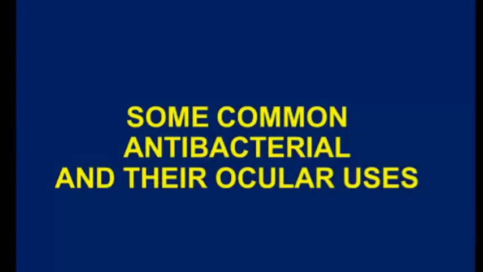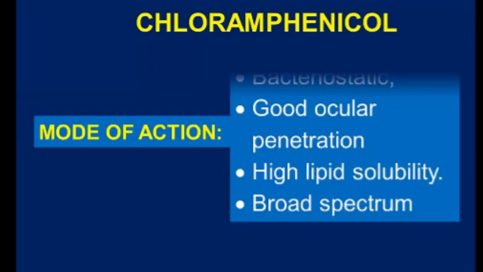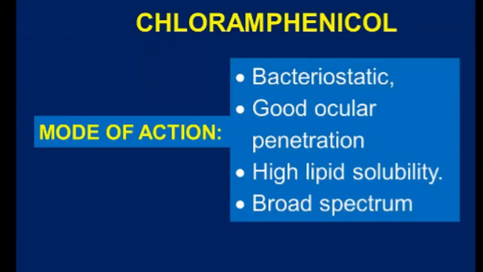So we are going to go through some common antibacterials and their ocular uses. Chloramphenicol: the mode of action is bacteriostatic. It has good ocular penetration. It has high lipid solubility. It's highly soluble in lipid, and it's broad spectrum. Broad spectrum, I mean it has effects on the gram-positive and the gram-negative organisms. So it can attack both the gram-positive and gram-negative.